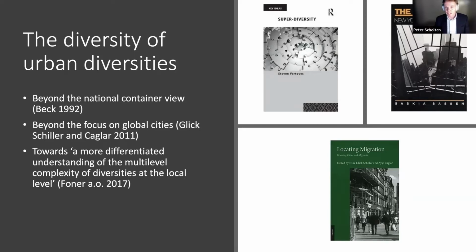So we share that with Nina and with Aisha, that we want to go beyond global cities, and also with Nancy Foner and her colleagues, that we want to develop a more differentiated understanding of the complexity of diversities at the local level. So really discard the idea that there would be a one-size-fits-all, so one urban model or one model to which most cities would tend towards or even aspire towards. So we want to appreciate the complexity, appreciate the diversity of cities.